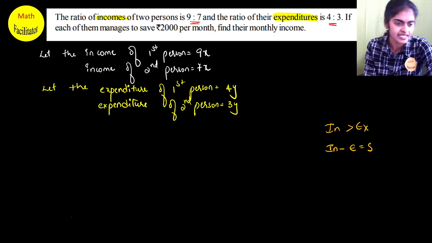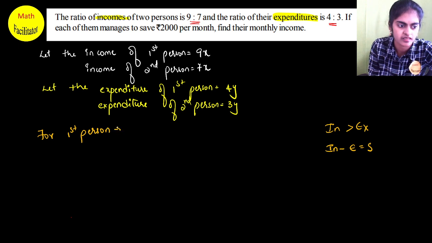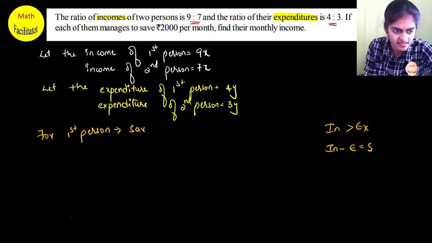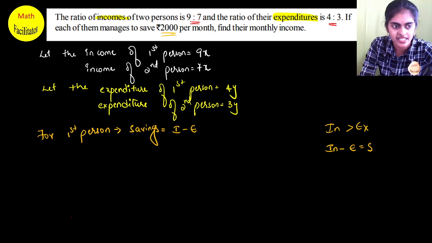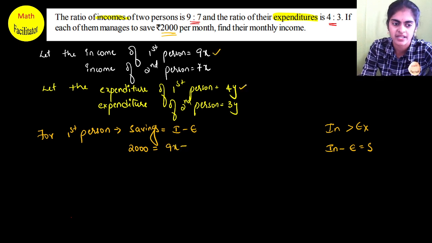So here let us write for the first person. For the first person, his savings will be equal to income minus expenditure. Saving is given as 2000. Each of them is saving 2000. So 2000 equals income of the first person, 9x, minus expenditure, 4y.